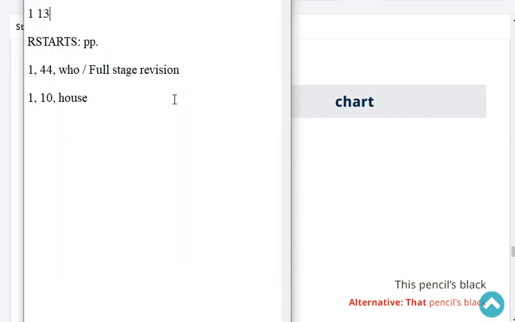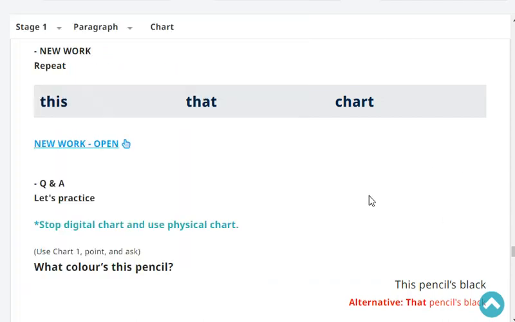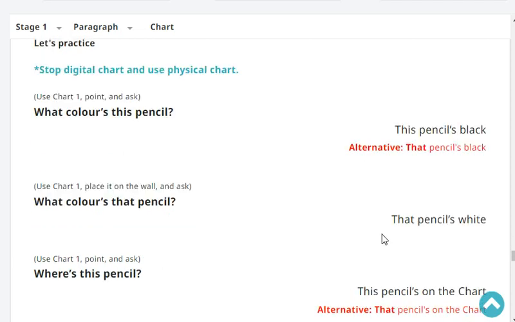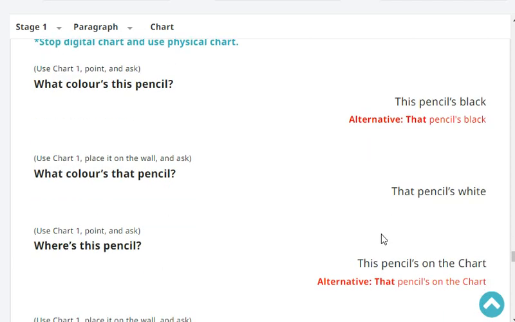And lesson 3, page 14. Very good. This, that. What color is this pencil? This pencil's black. What color is that pencil? That pencil's white. Where is this pencil? This pencil's on the chart. Where is that pencil? That pencil's on the wall.